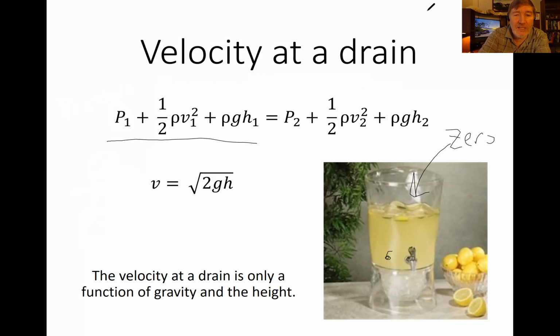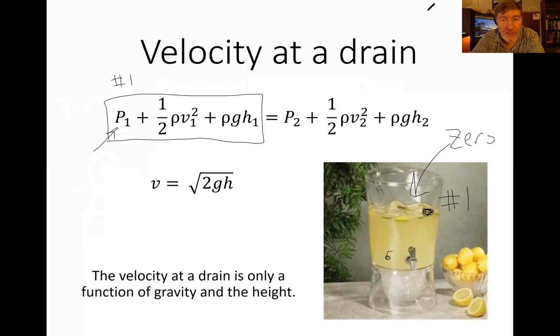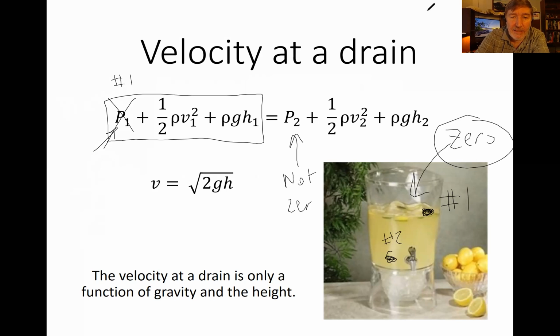Everything you see on the left side of the equation applies for some point that I'm going to call position number 1. If we say the top of the water is position number 1, then P1 stands for the pressure at position number 1. Since our container is open to the atmosphere, the pressure is 0, so that goes away. Now number 2: let's say this point right here is number 2. That pressure is not going to be 0 as long as the valve here is closed. So let's assume this valve is closed. There is going to be pressure there, so the pressure will not be 0.